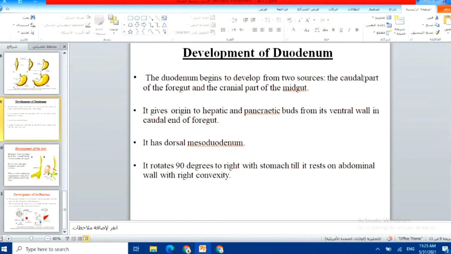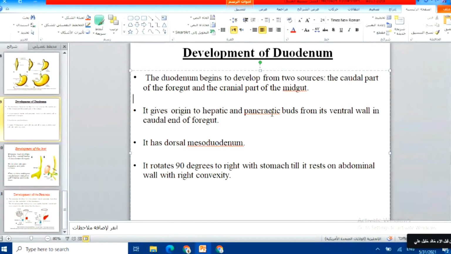Caudal means the end of the foregut, and the cranial part of the midgut means the beginning of the midgut. So we have two sources to form the jejunum, which are the foregut and the midgut. It gives origin, meaning the jejunum can give origin to the hepatic, the liver cells, and pancreatic buds.